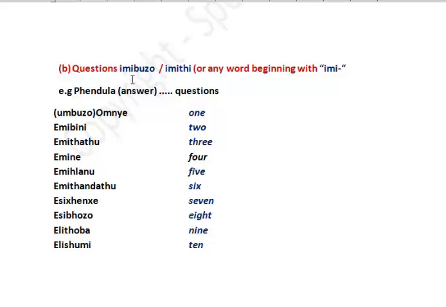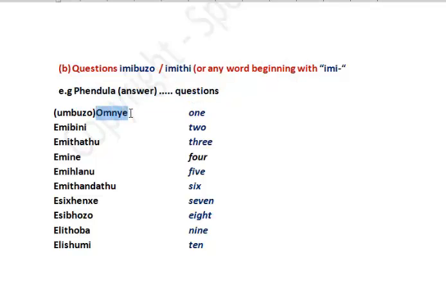And then secondly, we look at what happens to words that begin with imi when we are counting them, and they are the objects of our verb. So here we look at words such as imibuzo, questions, imiti, trees, imilenze, legs, many, many words. But for example, pendula, answer so many questions.